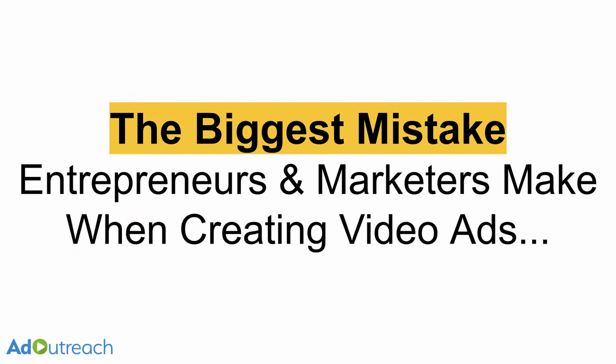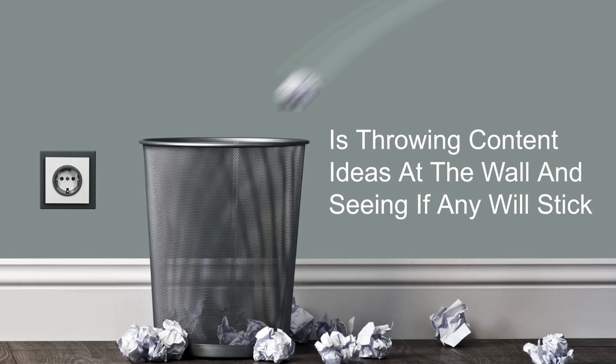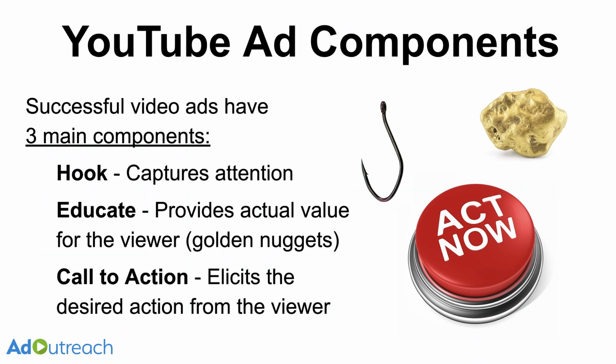The biggest mistake entrepreneurs and marketers make when creating video ads is they just throw spaghetti at the wall and see what sticks. They create all kinds of different content and ideas. But what we've found is there is a 3-step formula in order to create a video ad that's actually going to convert, and not only convert into leads, but convert into your dream clients. Actually attract people that you want to work with, your dream clients, into your funnel. And those 3 main components are the hook, educate, and call to action.